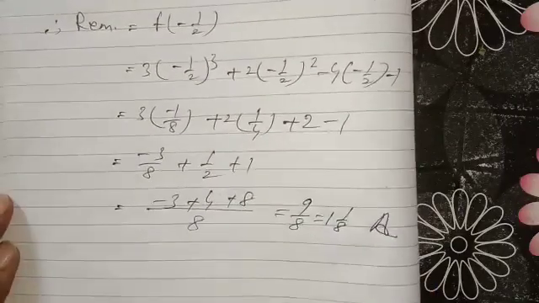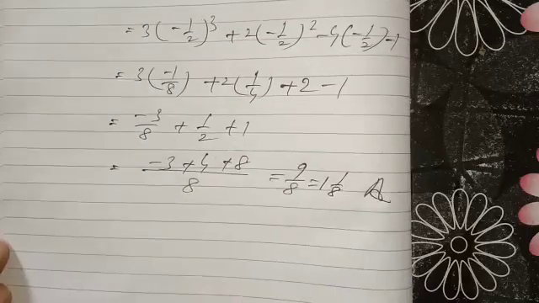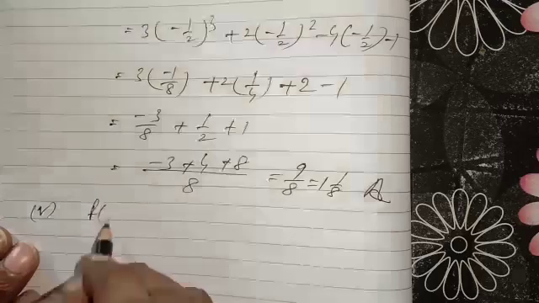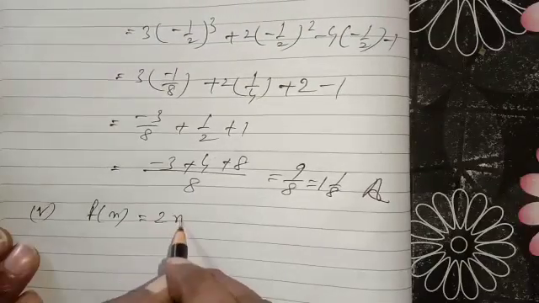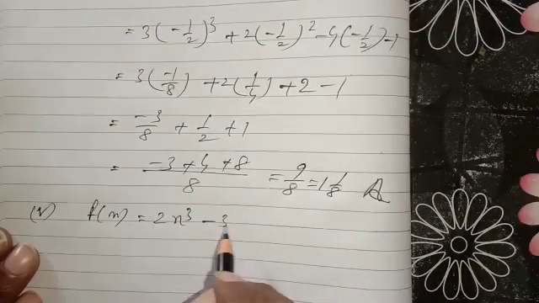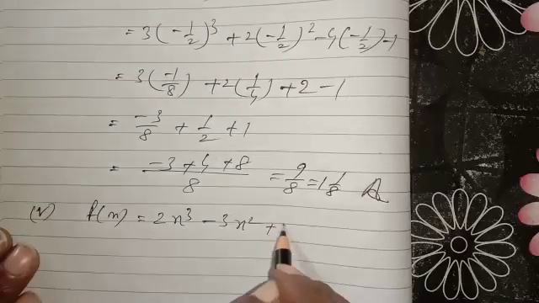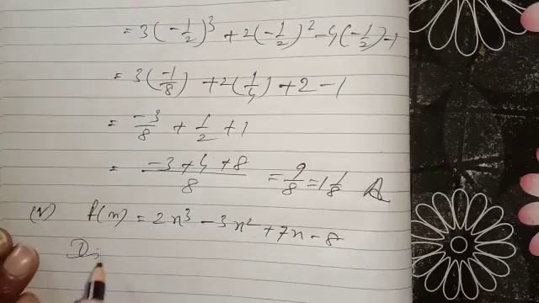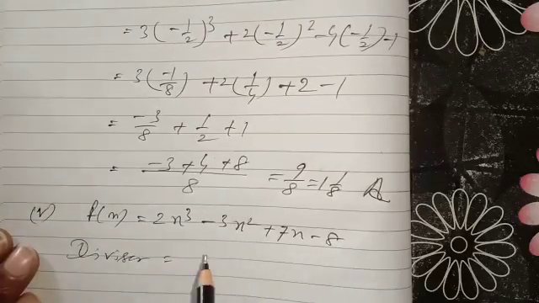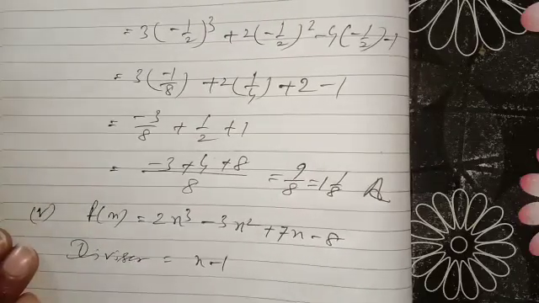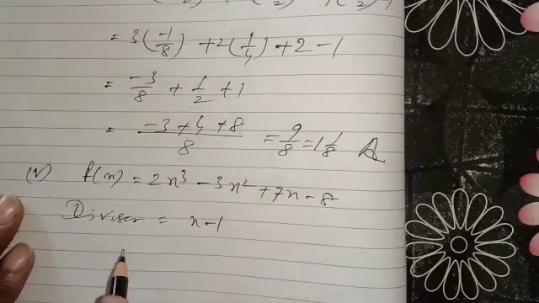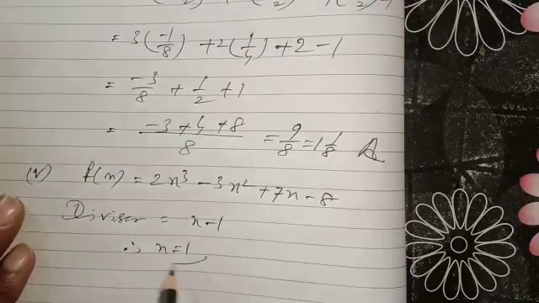In this, the fourth part is also completed. And the next part, that is fifth part. Number 1, fifth part. F of x given polynomial is 2x cube minus 3x square plus 7x minus 8, and divisor given x minus 1. Whenever the divisor is given, you have to write divisor equal to 0, means x minus 1 equal to 0, therefore x will be how much? x is equal to 1.